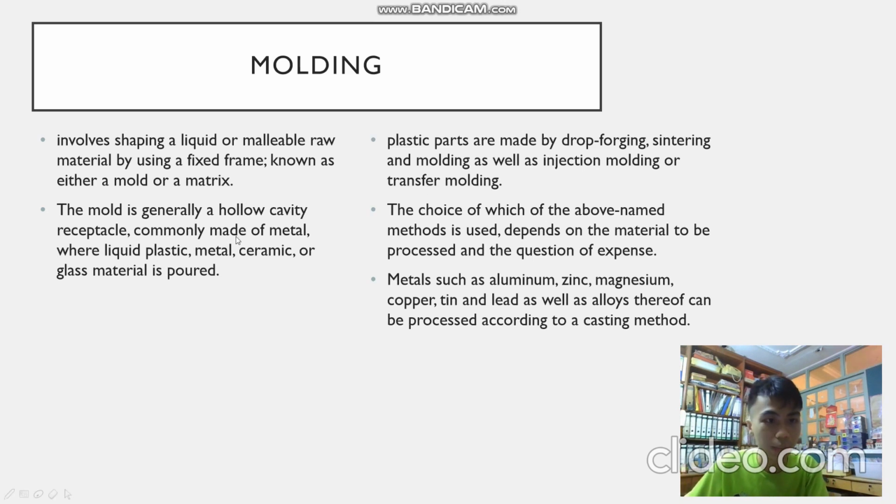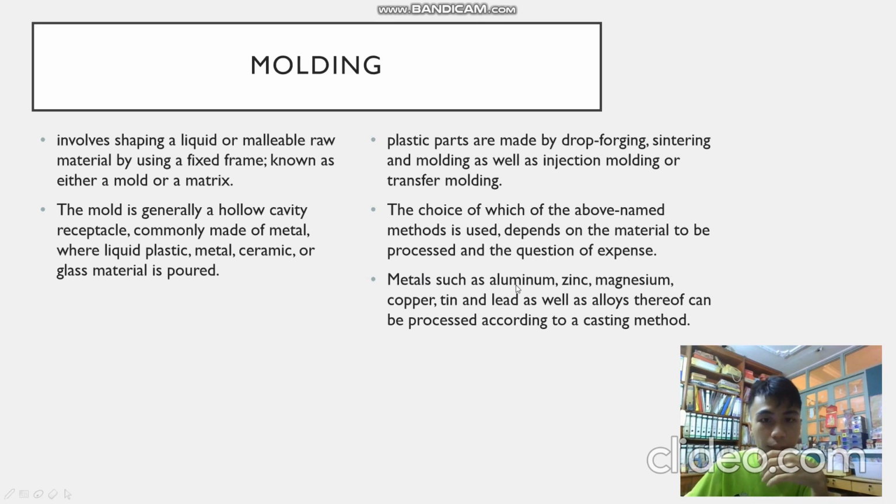So it's like a mix. Then the plastic parts are made by dropping, forging, sintering, and also molding, as well as injection molding or transfer molding. The choice of which of the above named methods is used depends on the material to be processed and also the question of expenses, and everything should be economical.